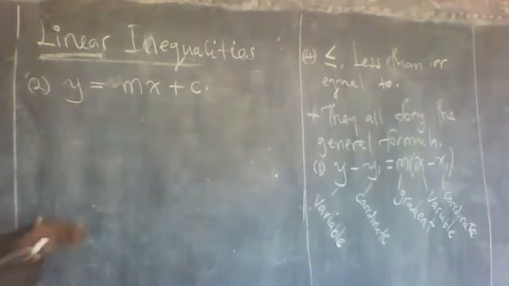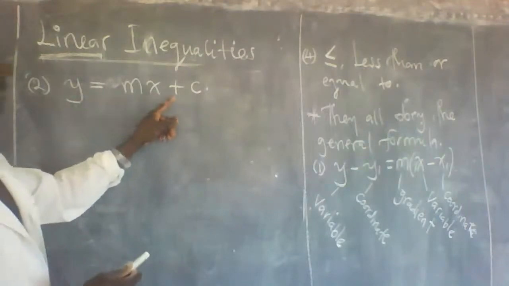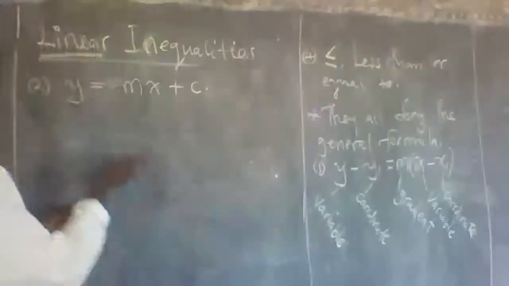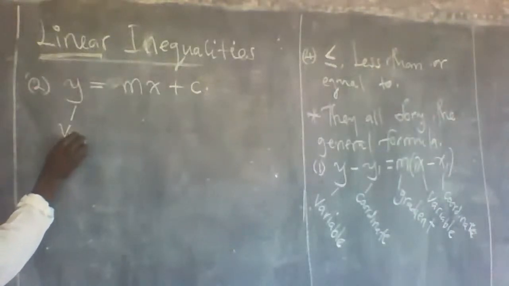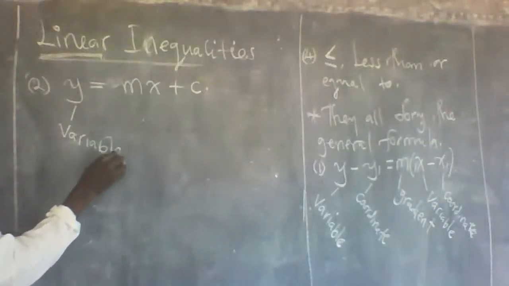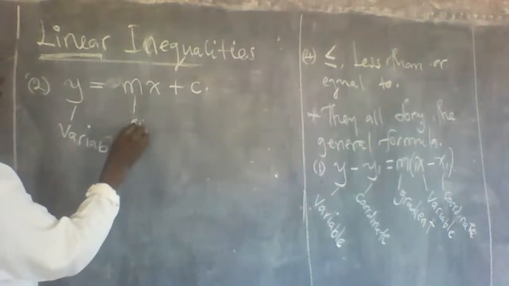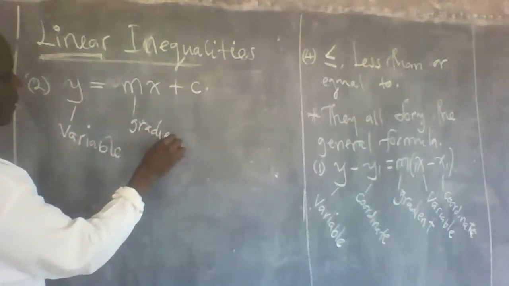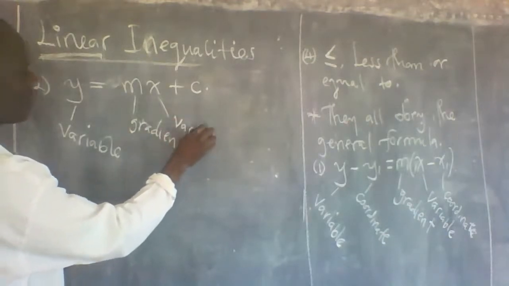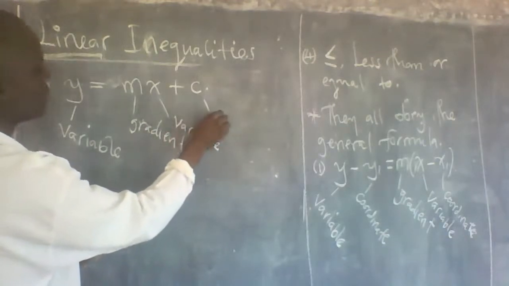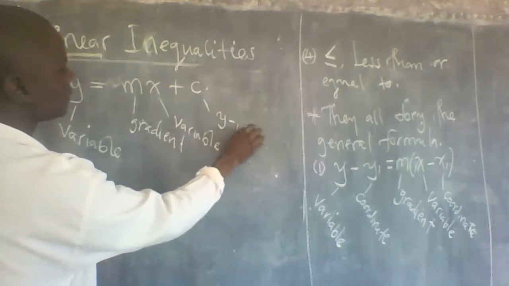It looks much simpler. y is equal to mx plus c. This one I've got. So if I'm to specify these ones, this is a y variable. Okay, this is the same gradient. This x is an x variable. Then this c is a y-intercept.